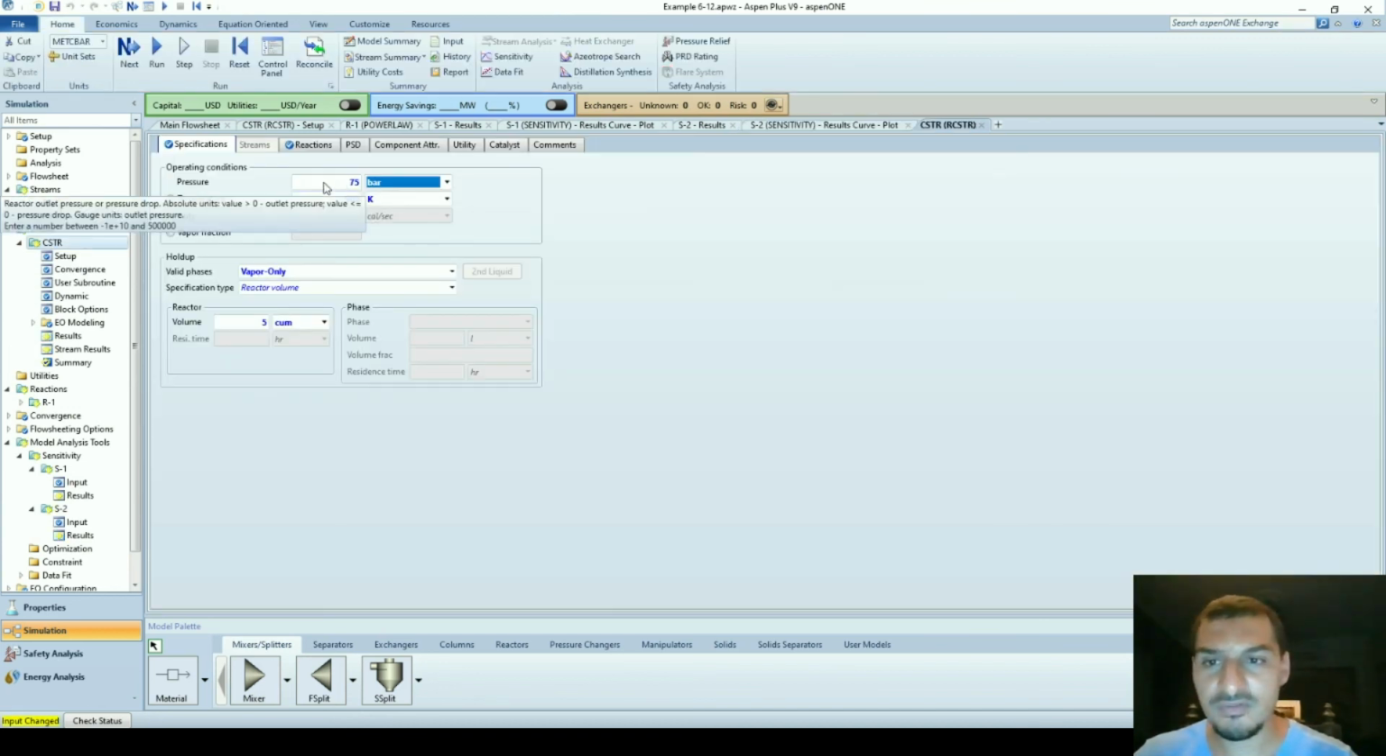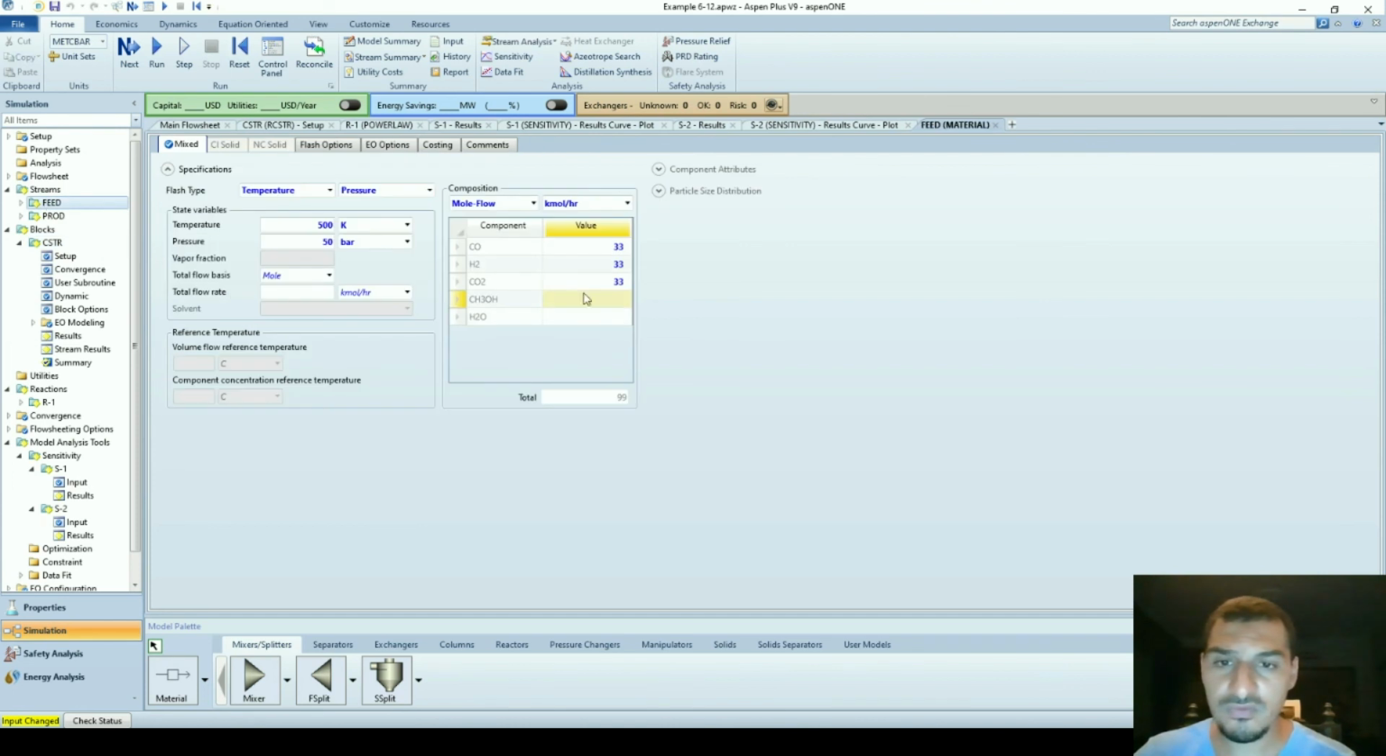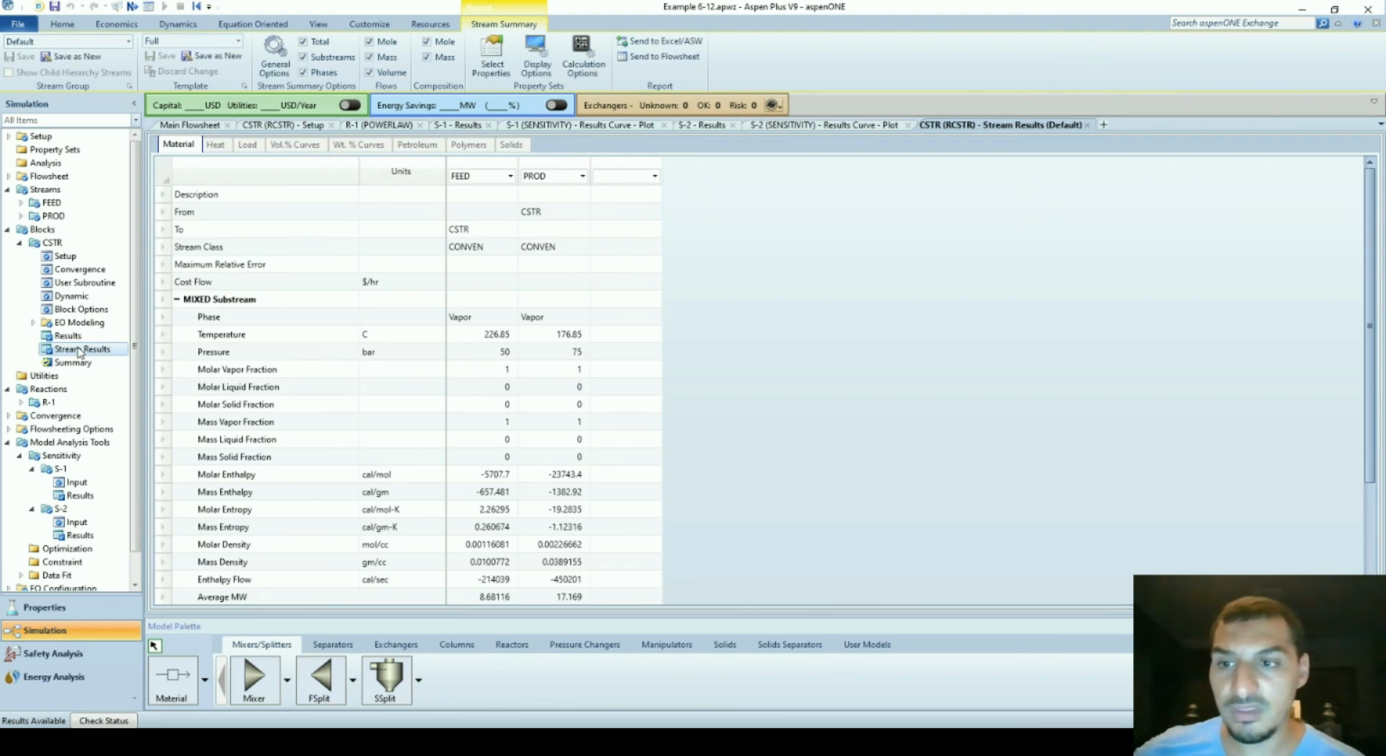I'm going to operate at 75 bars and at 450 kelvins. And for the feed flow rate, I'm going to change it from 33. This is going to be 101, and this is going to be 1. Now let's run and see what the difference in the methanol production in the CSTR will be.